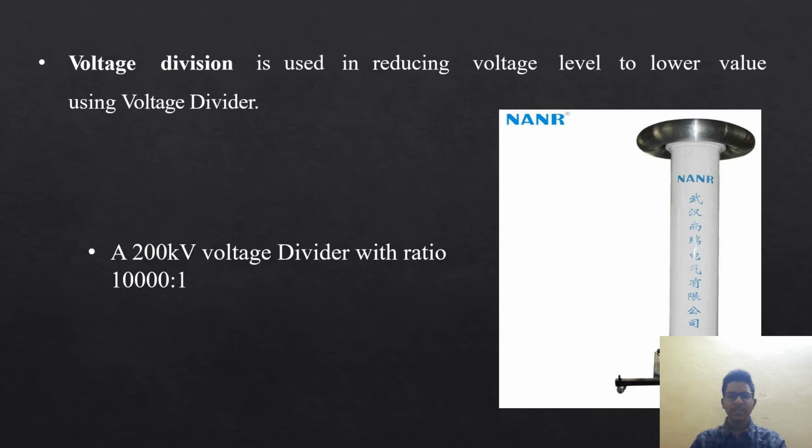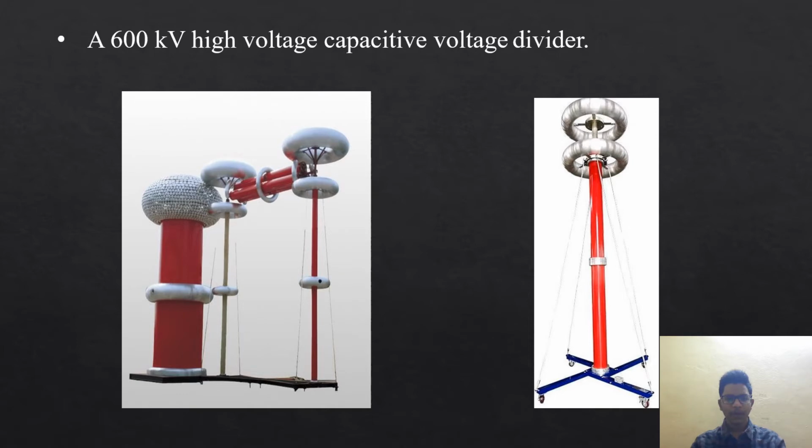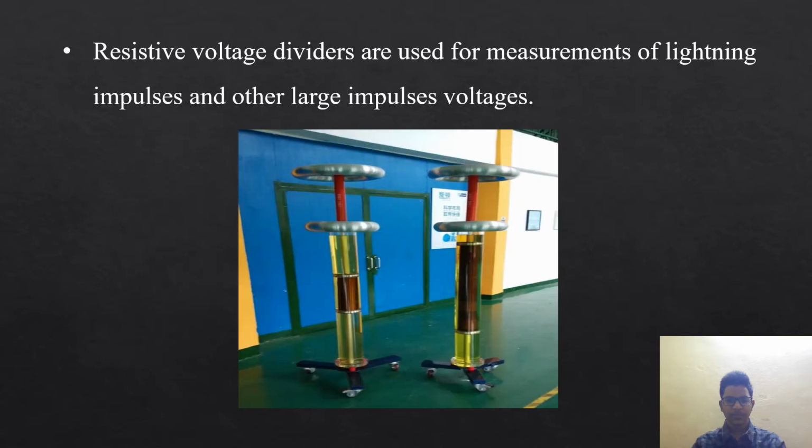Voltage division is used in reducing the voltage level using a voltage divider. A 200 kilovolt voltage divider with a ratio of 10,000 to 1 is shown. A 600 kV high voltage capacitive voltage divider is shown below. Resistive voltage dividers are used for measurements of lightning impulses and other large impulse voltages.